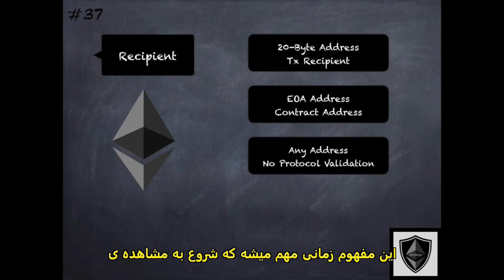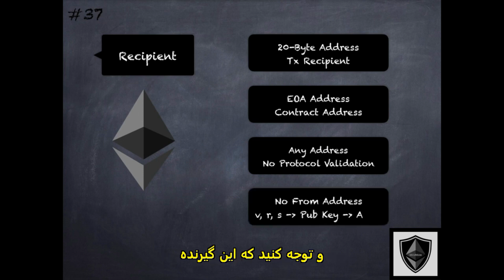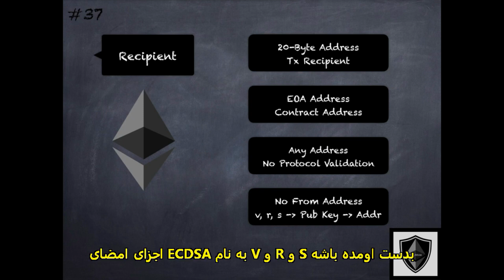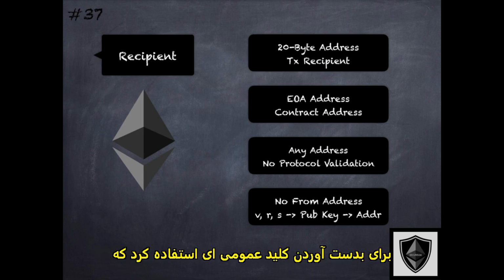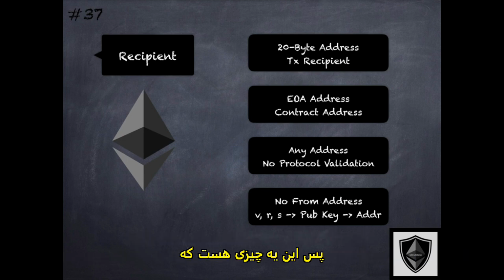Now this concept becomes critical once we start looking at smart contracts and the addresses that they're interacting with, because that validation is really critical to some of the security concepts. And note that this recipient is really the target address, and there is no from address that is a component of the transaction. The reason for this is that this address can be derived from the ECDSA signature components V, R, and S. They can be used to derive the public key, which in turn can be used to derive the from address. So this is something that you might see as missing from the transaction components, and this is really the reason why it is missing.